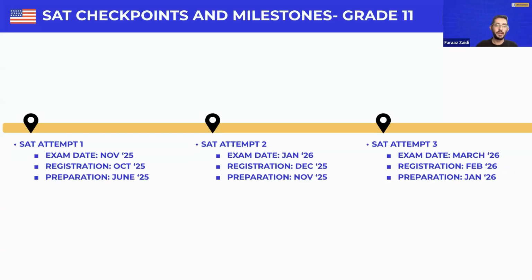Now, students who are currently in grade 11, you have to pull all of those timelines to this year. Your first attempt will come in November of 2025, with registration opening on October 22nd, which is already open, by the way. Students who have been preparing since June of 2025 would be in the right place to make this attempt. If you haven't started preparing, we'll have to do a SAT diagnostic and understand the feasibility of applying for this attempt next month. The second attempt should come next year around January, and the final attempt should be concluded by March of 2026.